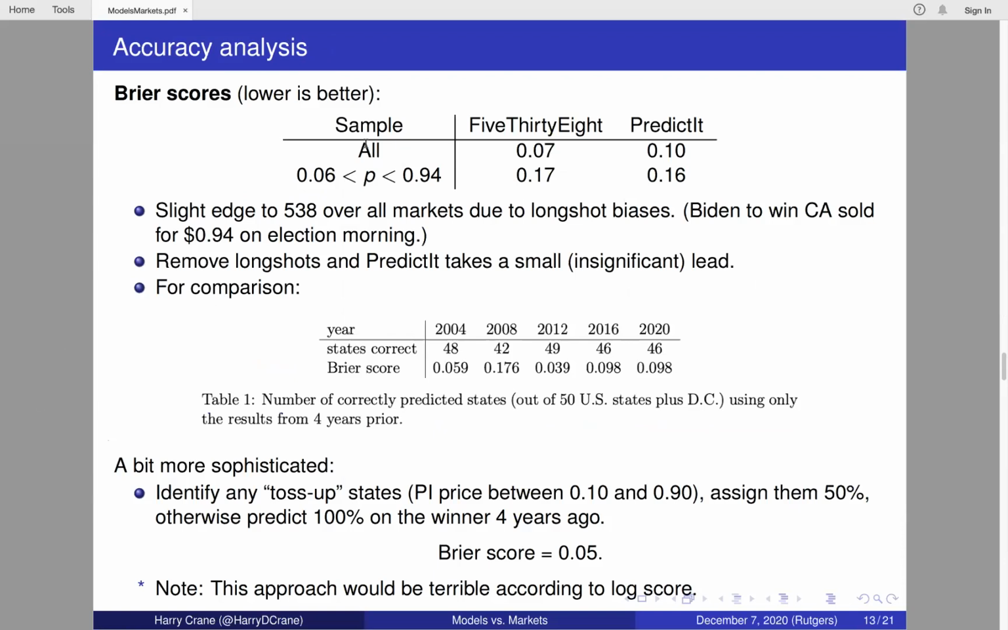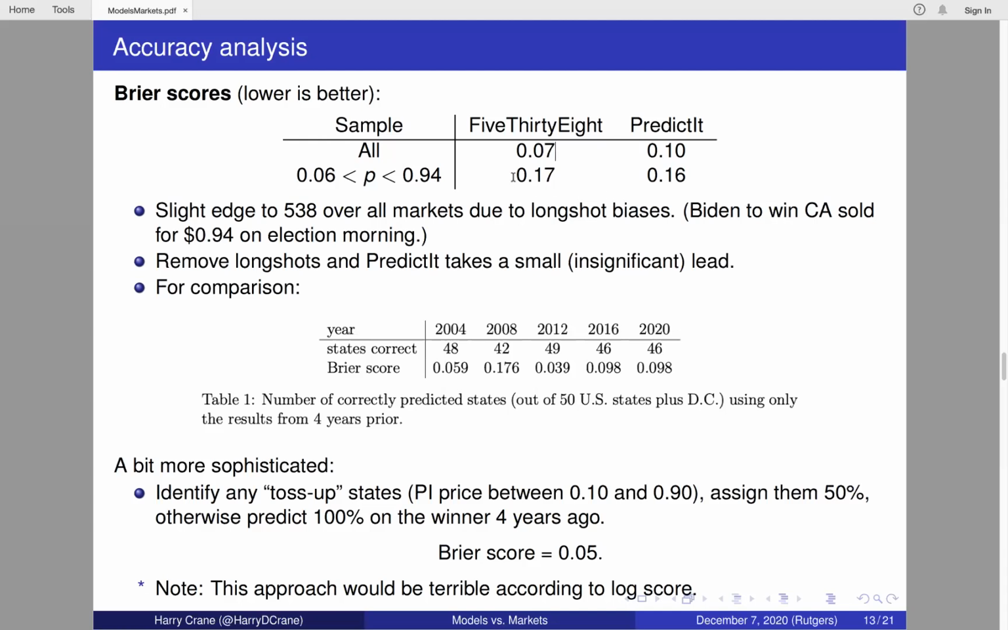If we do that based on all of the races, then 538 does come out with a better Brier score. Lower numbers are better, so 538 has a lower Brier score, a better score than PredictIt. But if we were to remove all of the races, whether in the Senate, House, or presidential, where the forecast is 95% or above for one of the candidates. So in California, if the prediction that Biden was going to win California was 96%, say, even in the prediction market, we're going to throw that out, and only use the states where the forecasts were somewhere between 6% and 94%.